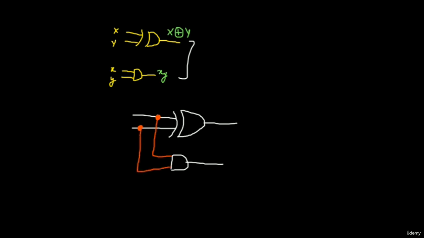So we have the input as x and y, and here we have the operation x dash y plus y dash x as we have seen, or this can also be written as x XOR y, and here we have x and y. So this part gives us the result, and the AND gate gives us the carry. And that's how we figure out what is what.